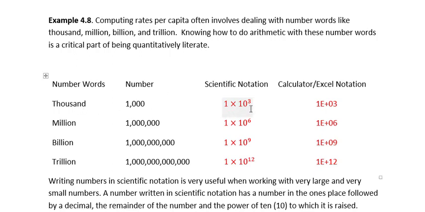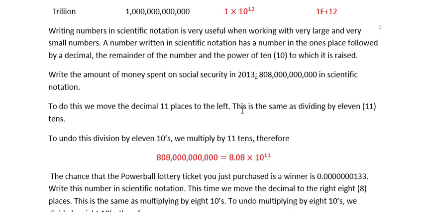So thousands is 10 to the third, right? Scientific notation, and that's how a lot of times you'll see it on a calculator. It'll just say E plus 12. So thousands is 10 to the third. Millions is 10 to the sixth. Billions 9, trillions 12. Thousands, millions, billions, trillions, 3, 6, 9, 12. 10 to that power. Writing scientific notation is very useful when we're dealing with very large and small numbers.